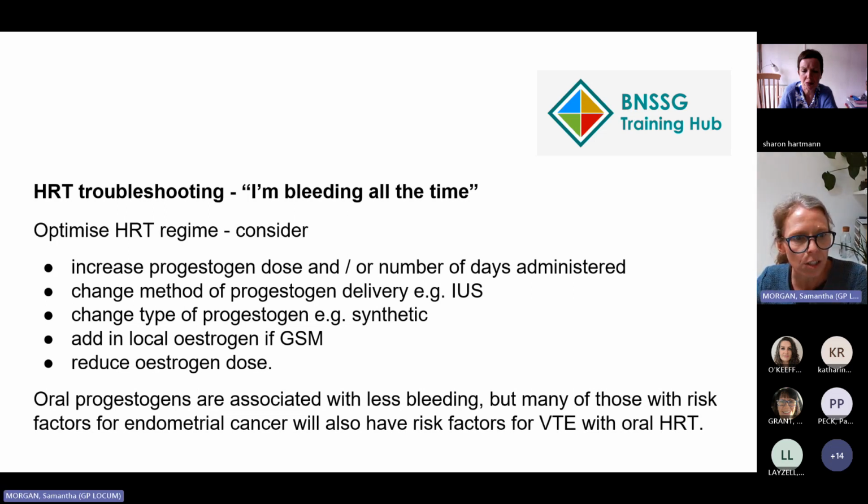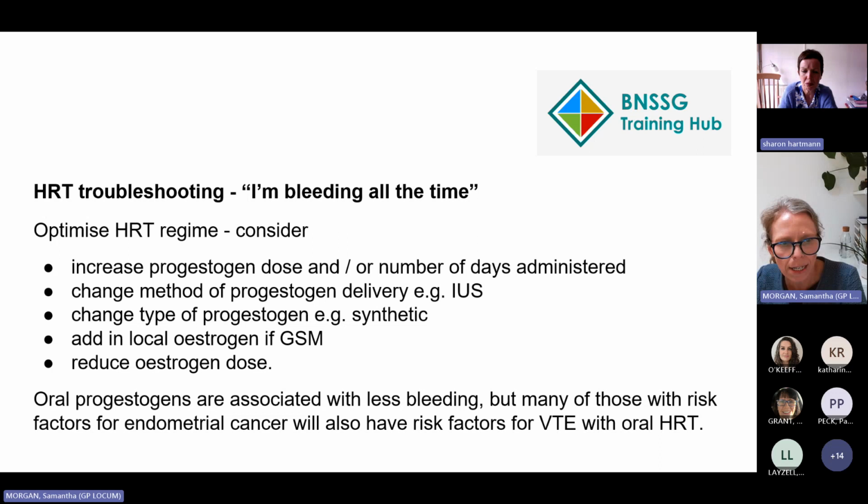We might want to change the type of progestogen. So moving from a micronized progesterone like Utrogestan over to a synthetic progestogen in a patch or a tablet. It may be appropriate to add in some local estrogen, especially if there are some local symptoms, which can be a cause of bleeding. And on occasion, it might be appropriate to reduce the estrogen dose, and that may help with bleeding too. So there's lots of potential options, and it's really going to be down to that individual in front of you as to what feels most appropriate.